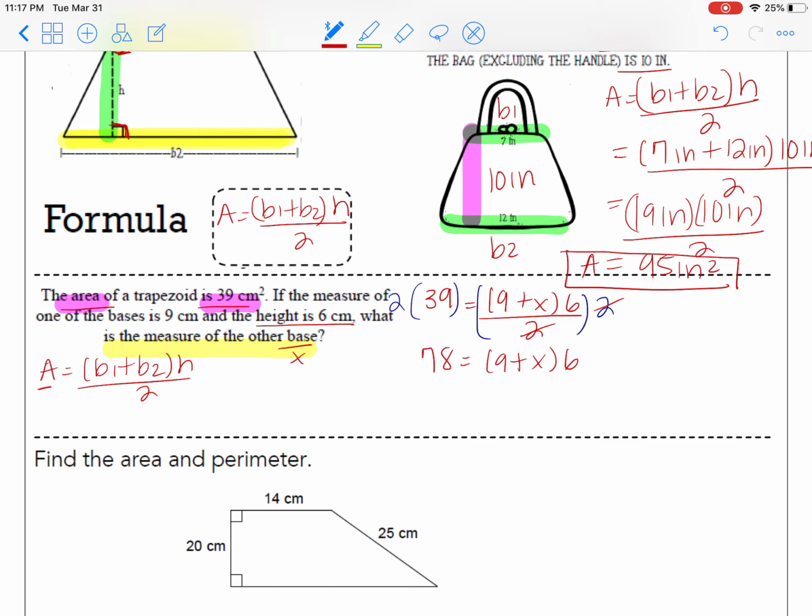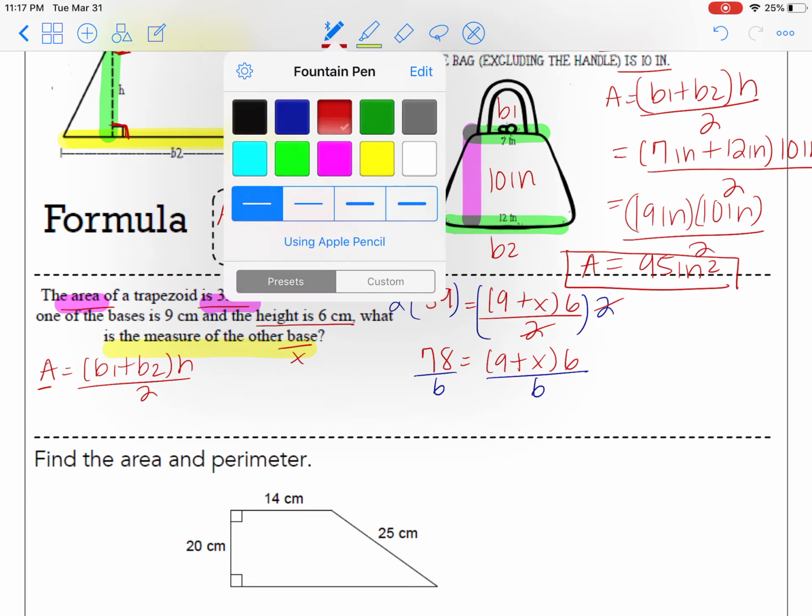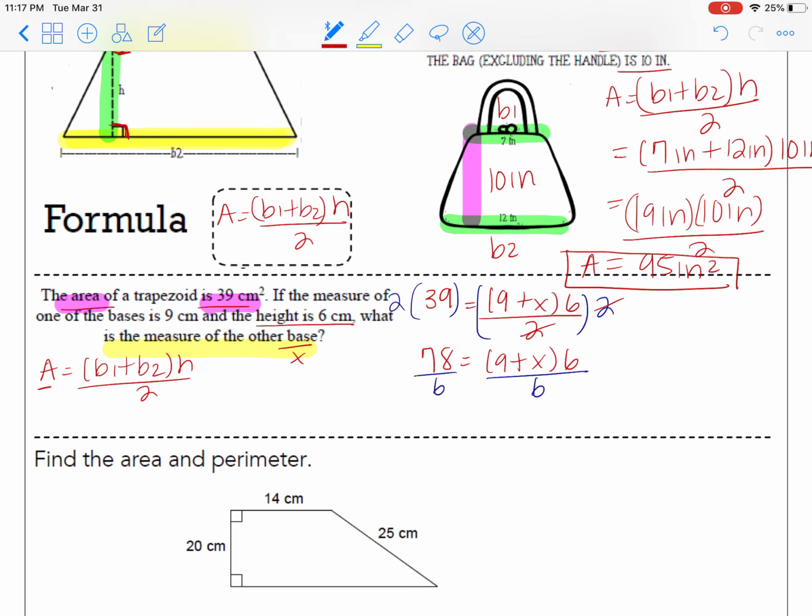All right. Now the next step that we have to do is undo the multiplication times 6. So the inverse operation of multiplication is division. So divide by 6. So 78 divided by 6 will give me 13.